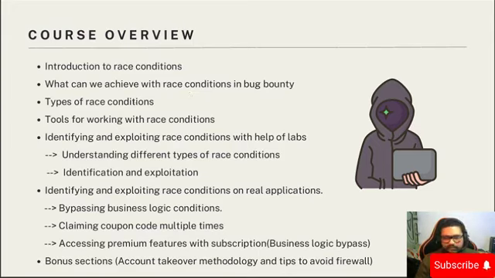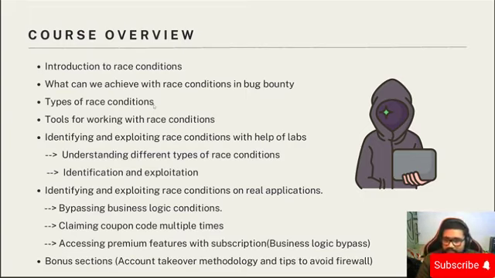So moving to the next section, we have types of race conditions. In types of race conditions, we have limit overrun race condition, single endpoint race condition, multi endpoint race condition, and time sensitive race condition. We will study each and every type with some explanations and with hands-on labs as well. For this course, I have referred to the PortSwigger content and labs as well. I will explain each and every thing to you and make things easy for you. So don't worry about it.